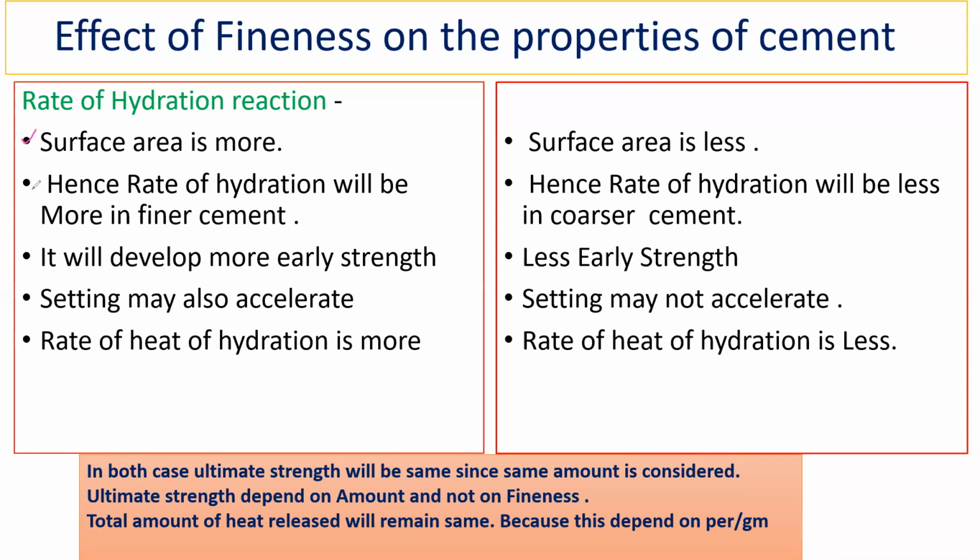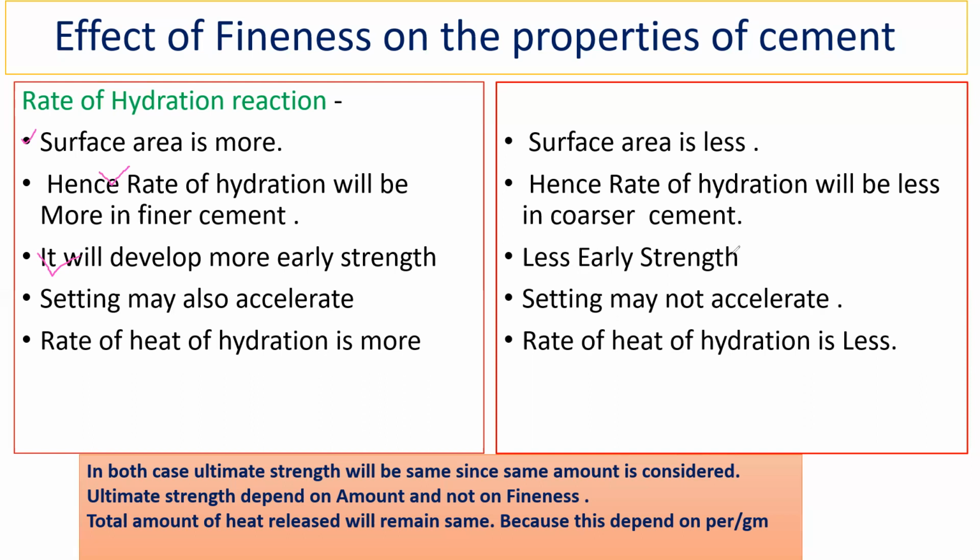Second, the rate of hydration will be more in the finer cement, because if the surface area is more, more cement particles are available. As a result, there will be a high rate of hydration because of the finer cement. Here the surface area was less. If the surface area is less, less cement is available. As a result, the rate of hydration will be less in the coarser cement. In the finer cement, the rate of hydration will be more. Since the rate of hydration is more, it is going to develop more early strength, because with more fineness more heat will be liberated, and obviously the strength gain also will be more.